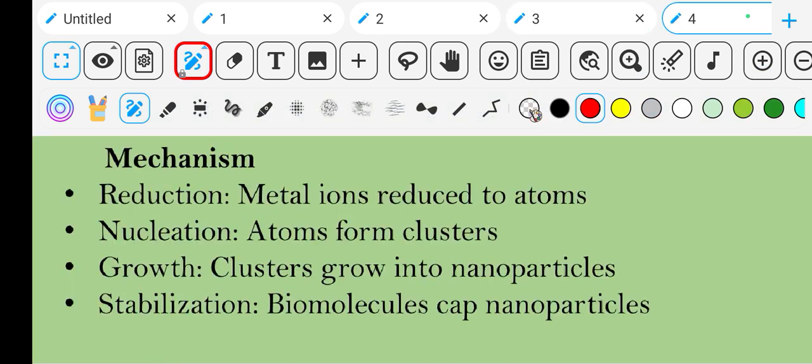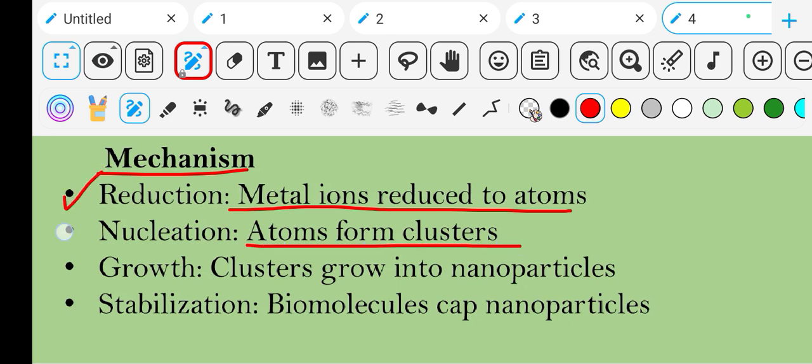So, after this brief introduction, let's talk about the mechanism of nanoparticle formation. The first step is reduction. It means metal ions reduce to atoms, and in nucleation, atoms form clusters. Now see reduction and nucleation. Basically, the bioactive compounds in the plant extract donate electrons to the metal ions in the precursor solution. This reduces the metal ion to a zero valent state.